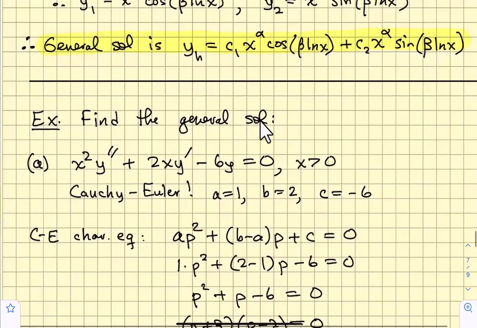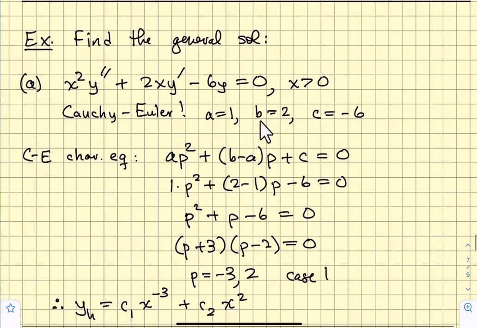Let's look at some examples for these. Find the general solution of this differential equation, where x is positive. Now the first thing you have to be able to do is spot this as a Cauchy-Euler equation. Notice it has the pattern a x squared y double prime plus b x y prime plus c times y equals 0. It does have that pattern. Our a here is 1, our b here is 2, our c here is -6.